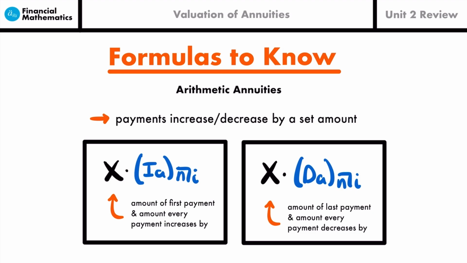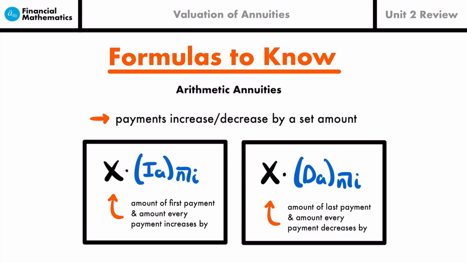But then on the flip side, for arithmetic decreasing annuity formulas or notations, the amount that you multiply needs to be the amount of the final payment or the last payment and the amount that every payment decreases by. If that's not the case, once again, you will have to make an adjustment. You will want to split up your payments into two sets of payments that you will value separately with appropriate formulas that you would then add together.